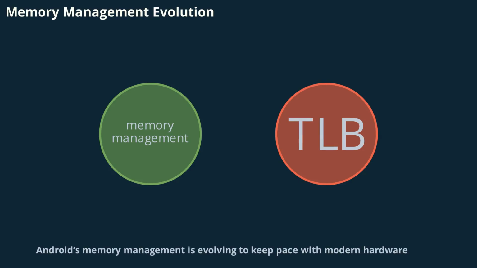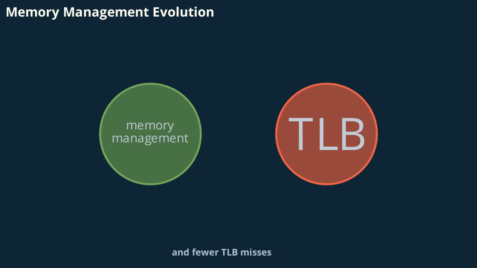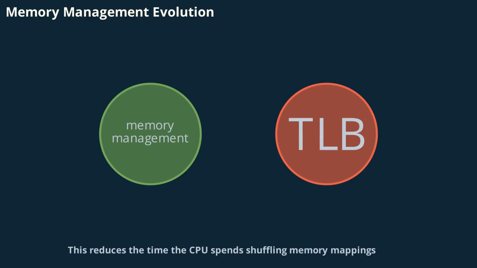Android's memory management is evolving to keep pace with modern hardware. Larger page sizes mean fewer pages to manage, smaller page tables, and fewer TLB misses. This reduces the time the CPU spends shuffling memory mappings, leading to better overall performance and efficiency.